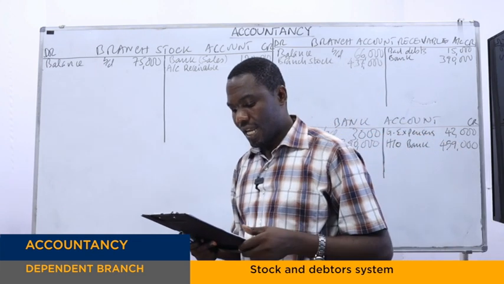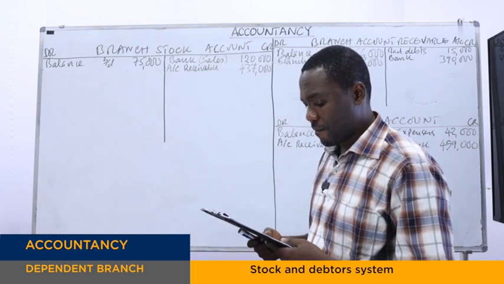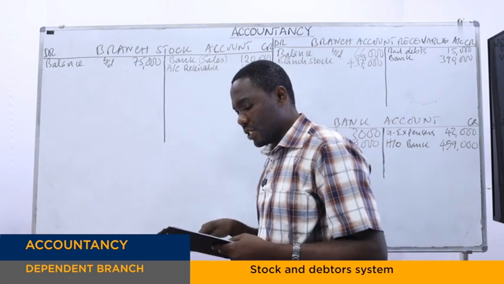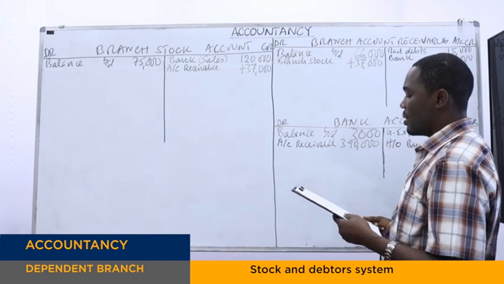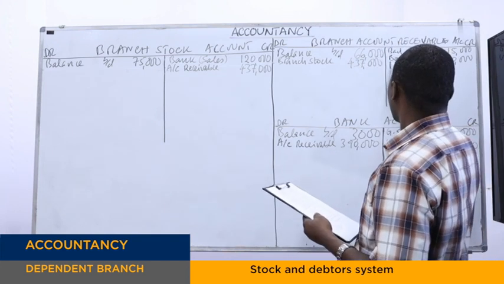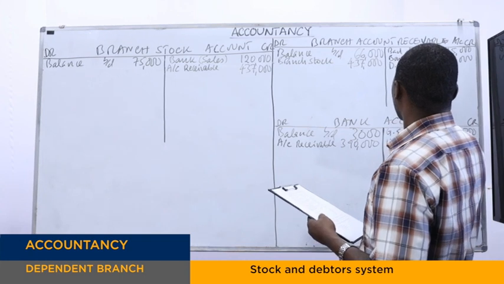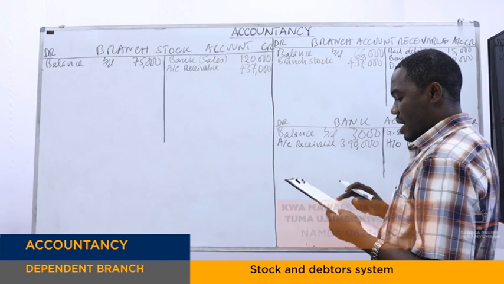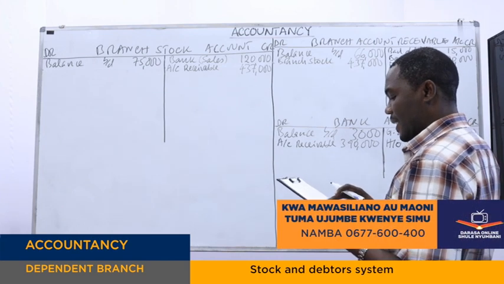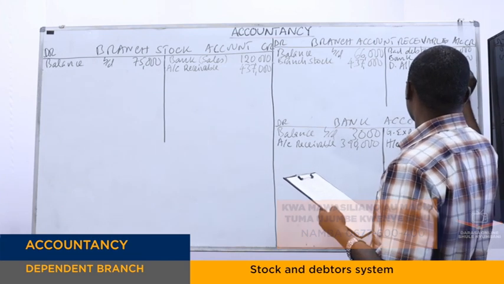There is discount allowed to customers. If we allow discount to customers, we reduce the balance of account receivable. Right here, discount allowed. How much for the discount allowed? It is 9,000.